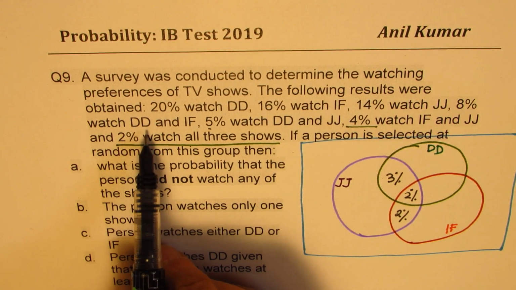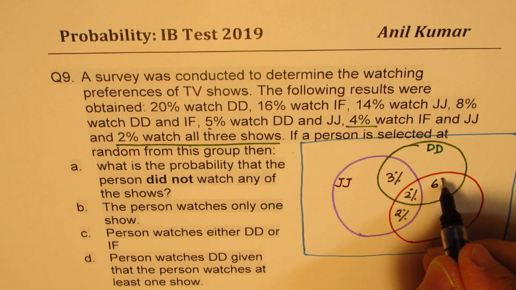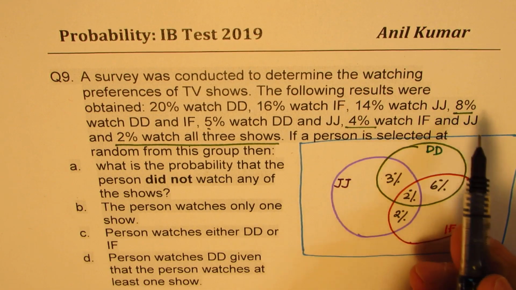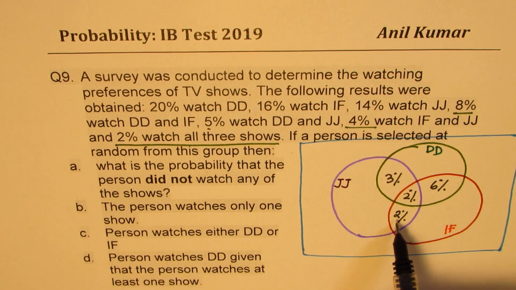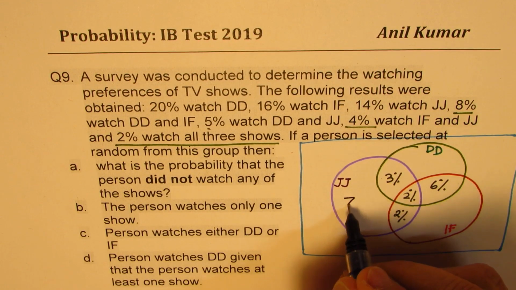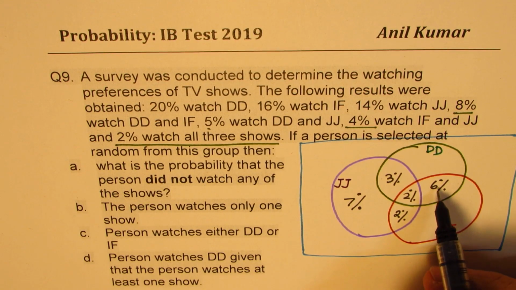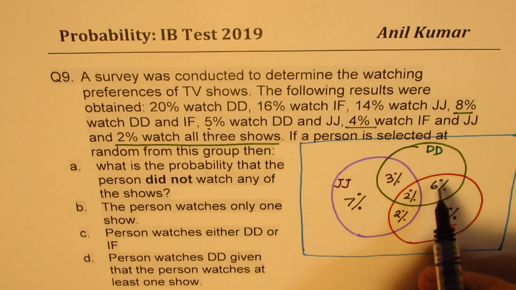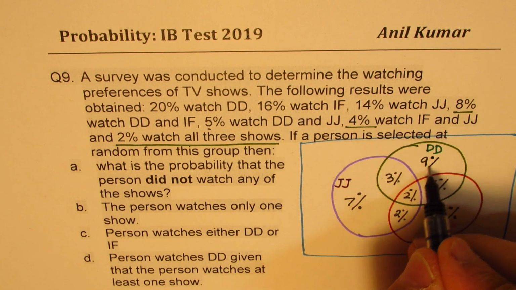Now, DD and IF is 8%. So DD and IF is 8%. 2 is already there. I have to put 6 here. So it helps, right? So we've gone up to this place. Okay, now, individually, 14% to JJ. So 14% to JJ, I already have 3 plus 2 plus 2, which is 7. And so 7 is left. So that is 7%. 16% IF. Now we have 10 here. We're left with 6. So 6%. 20% DD. So we have 9 and 2, 11. And we want to make it 20. So that is 9%. Is that clear to you?